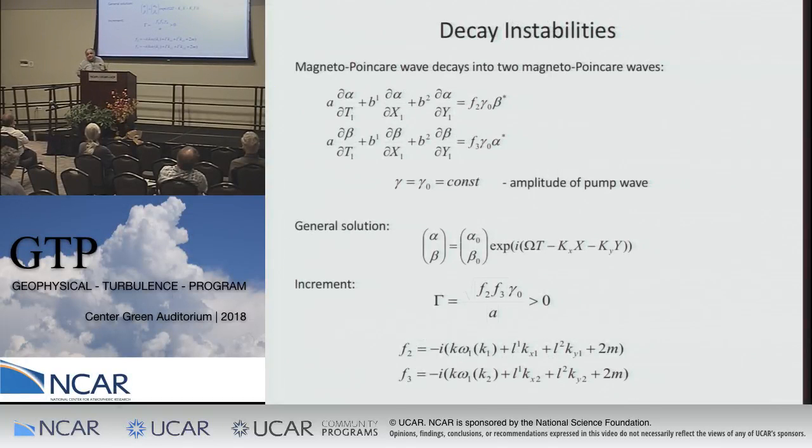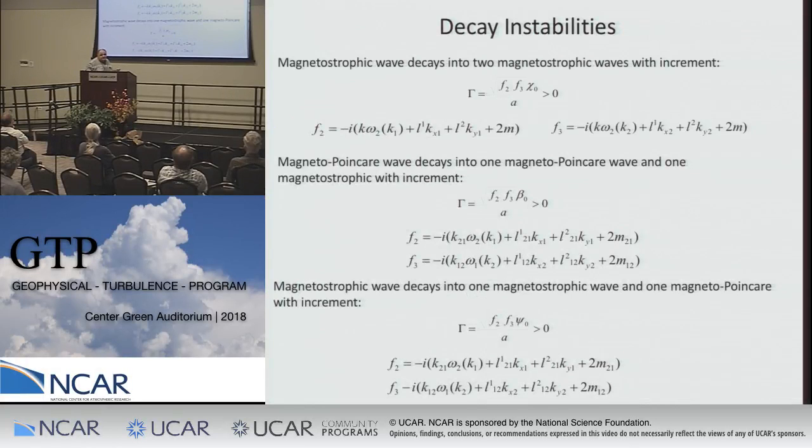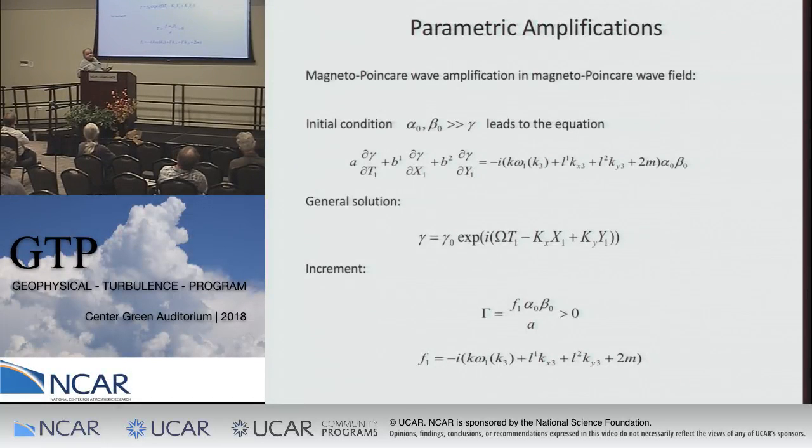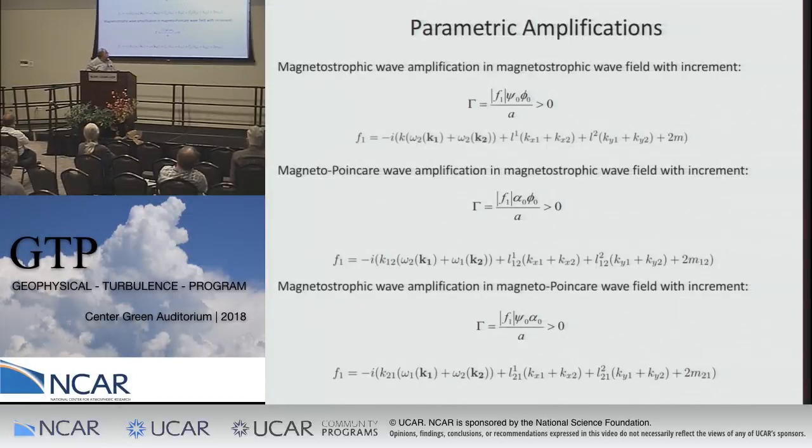Then you have three-wave interactions and different parametric instabilities. First, of course, you can have instability of the magneto-Poincaré wave. It decays into two magneto-Poincaré waves, and you can find the growth rate and so on. You can predict parametric decay of a magnetostrophic wave into two magnetostrophic waves, and a magneto-Poincaré wave also decays into one magneto-Poincaré wave. So all four sets of equations give you parametric instabilities in an external magnetic field. Of course, if parametric instability exists, parametric amplification should exist too. So again you have four types of parametric instabilities and parametric amplifications that are possible in such a system.